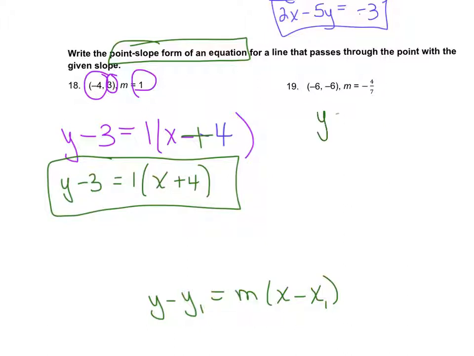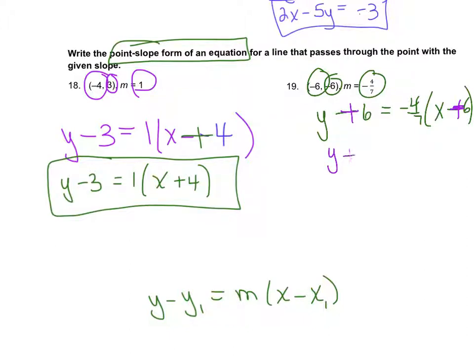Second one, y minus y1, which is negative 6, is equal to m times x minus x1, which is also negative 6. Both of those two double negatives become a plus, and you just leave it as y plus 6 equals negative 4/7 multiplied by x plus 6. That's it.